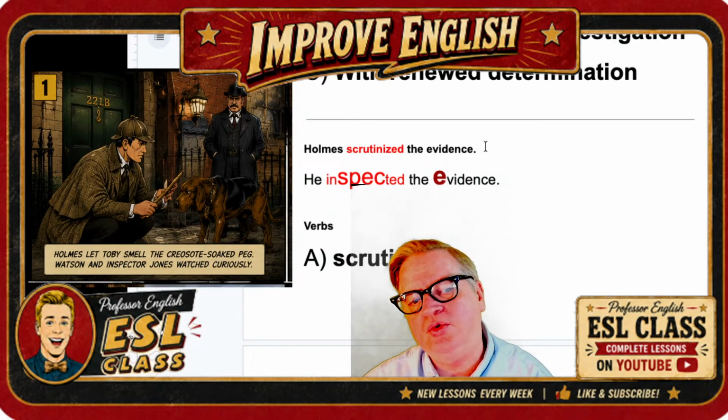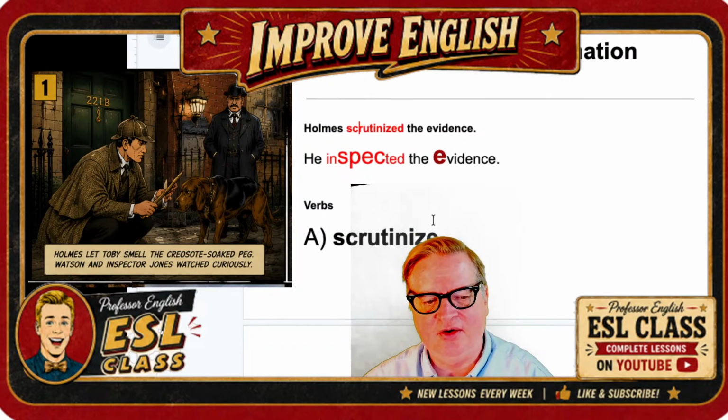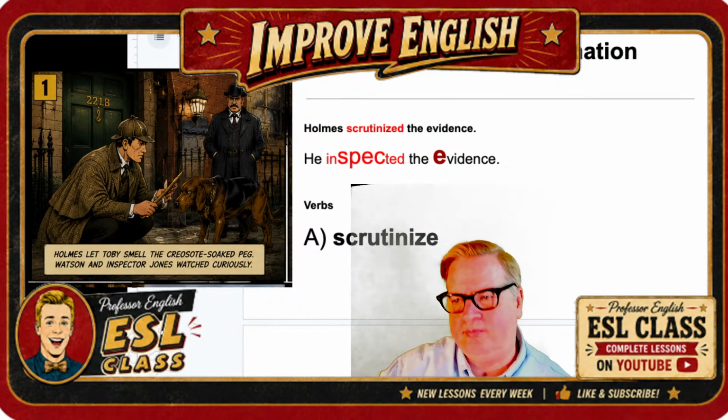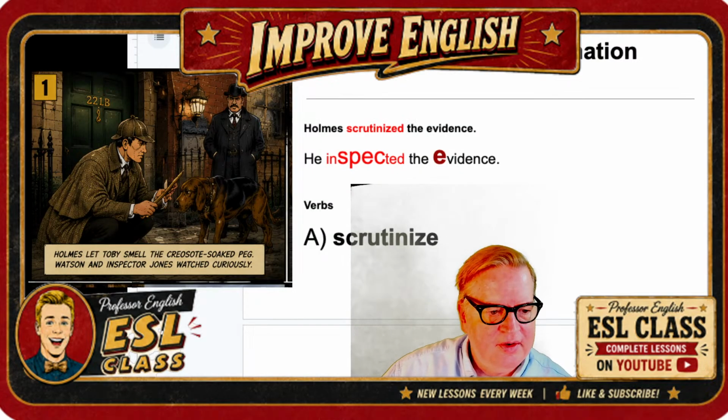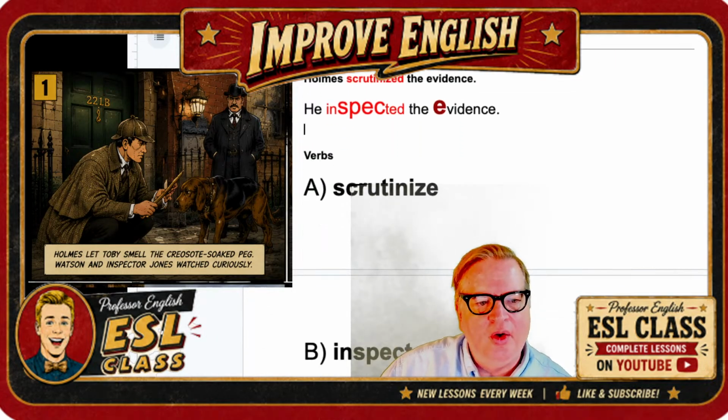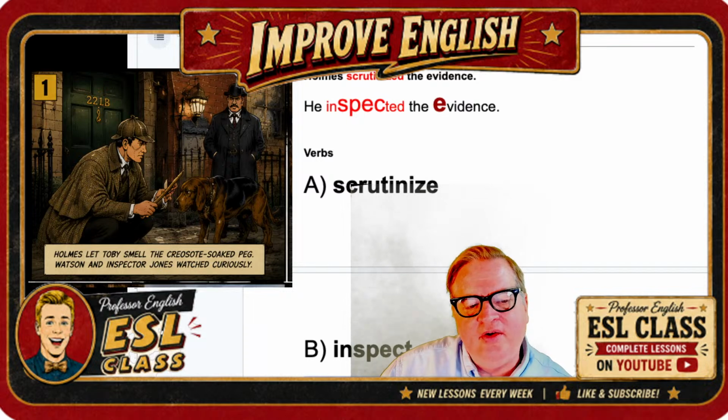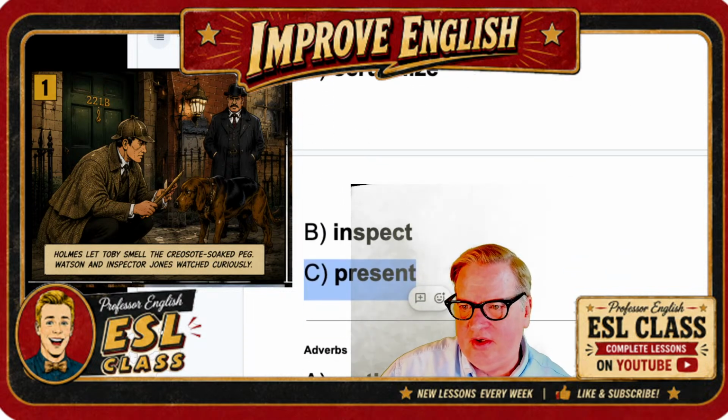How about with scrutinized the evidence? Can you say that also? He scrutinized the evidence. He scrutinized the evidence. That's the natural rhythm of the sentence. Okay, I think we could use present if we made a passive voice sentence.